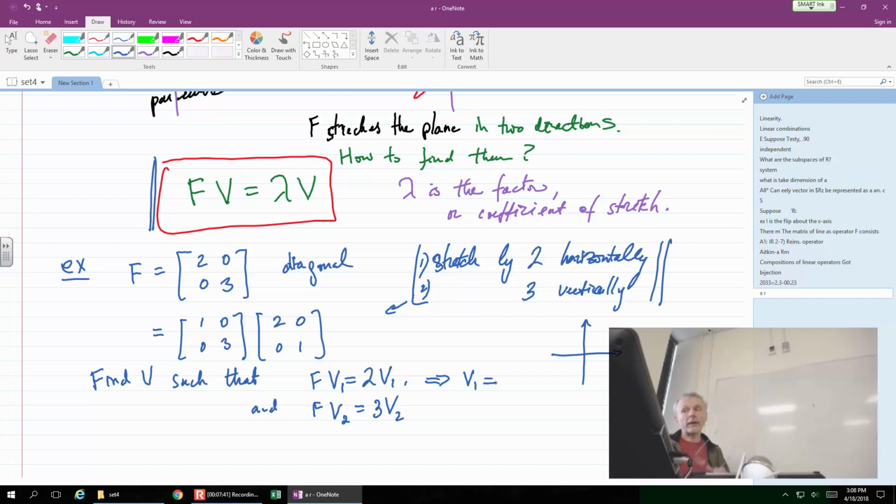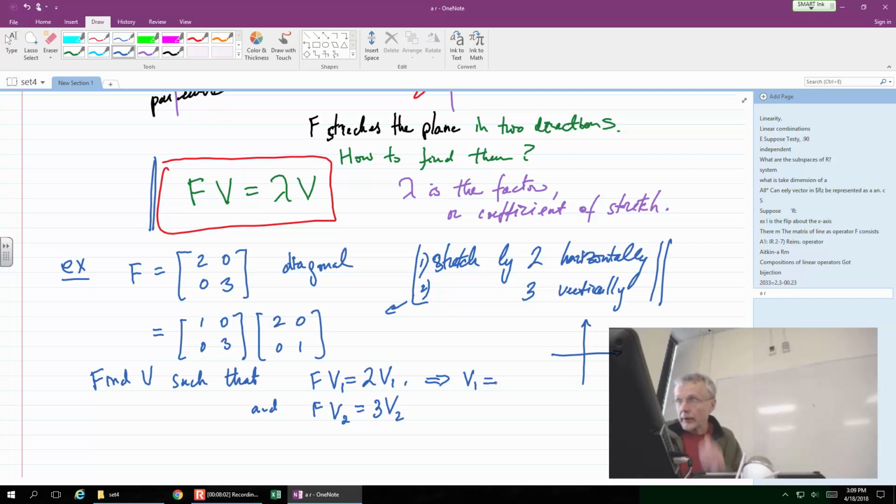F of V1 is F applied to V1. So it happens to be twice V1. So can you give me one vector that doubles? 1, 2? No, 1, 2 is not going to work.